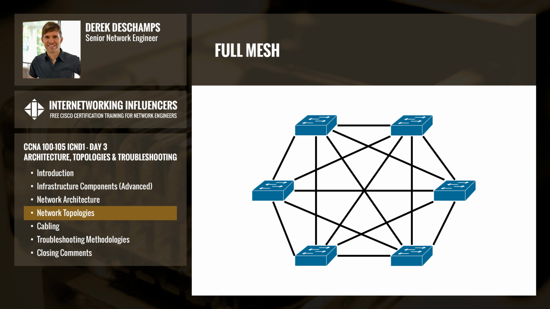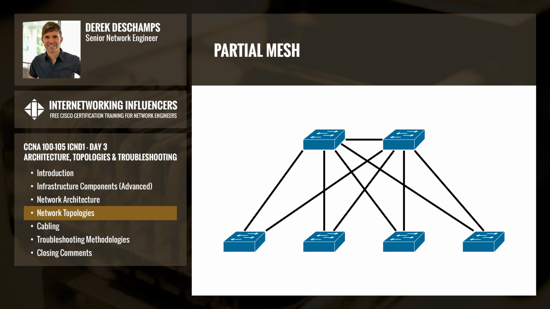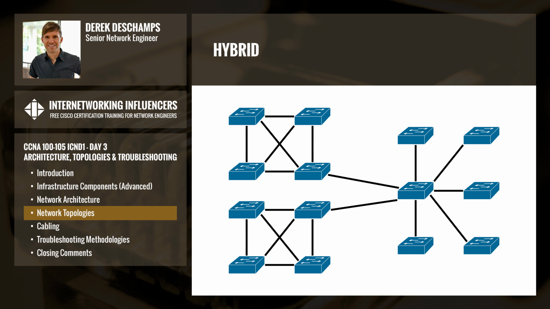A full mesh topology occurs when all devices are connected to each other. While this topology is fully redundant, leaving no single point of failure, it is difficult to implement due to the large amount of connections required. A partial mesh topology occurs when some of the devices are connected to every other device on the network, while other devices are not. This design requires fewer connections than a full mesh, while still providing some redundancy. And lastly, a hybrid topology occurs when 2 or more topologies are combined together.